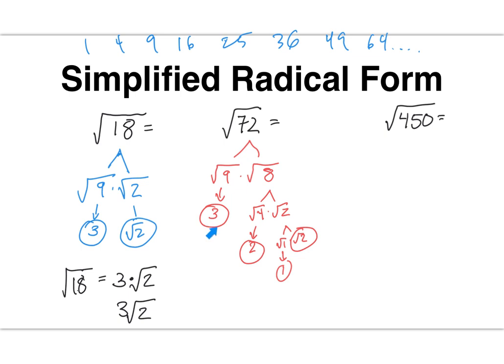And then I take these, and I say, all right, the square root of 72 is equal to, bring this down, 3 times 2 times 1, which I didn't have to do, times the square root of 2. 3 times 2 times 1 is 6 square root of 2.